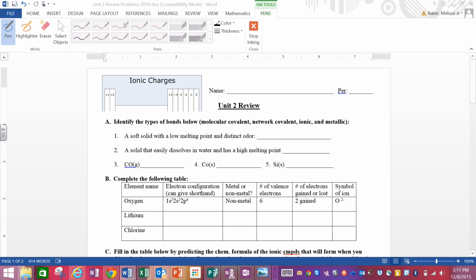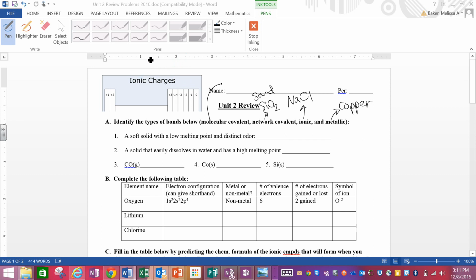Let's get started going over the Unit 2 review. It may seem like knowing the types of bonds is memorization, but it's really not if you think about examples. Metallic bonding, for instance. Let's think of copper as we go through this, that a penny is made out of. Ionic, let's think of table salt, NaCl. Network covalent, an example of that is sand, SiO2, that's sand.